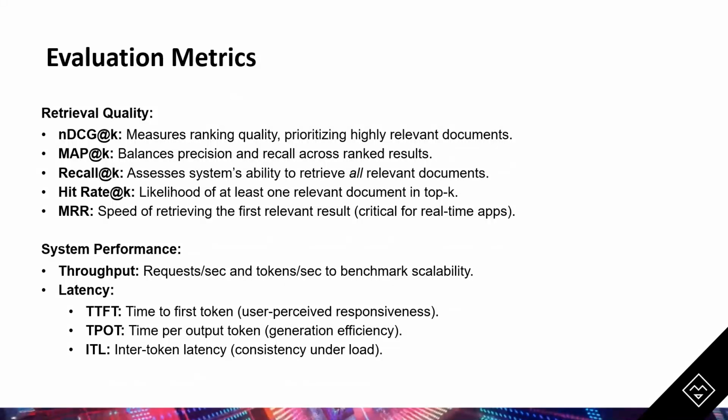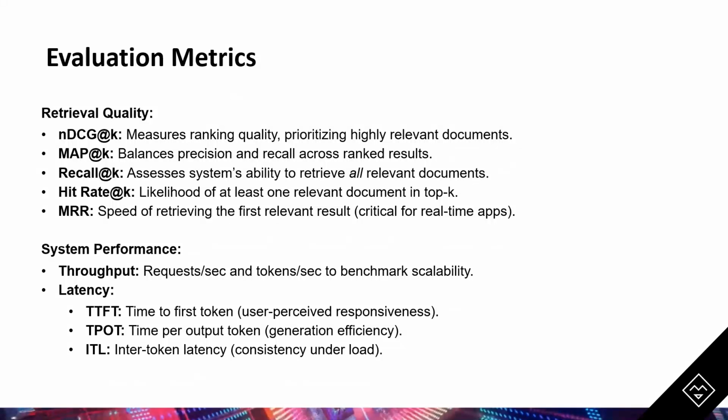It measures whether all relevant documents appear in the top K results. In critical domains like healthcare, missing even a single document can have severe consequences. The next one is hit rate. It quantifies the probability that at least one relevant document appears in the top results. This metric is crucial for ensuring user satisfaction, as users expect to find useful information quickly.